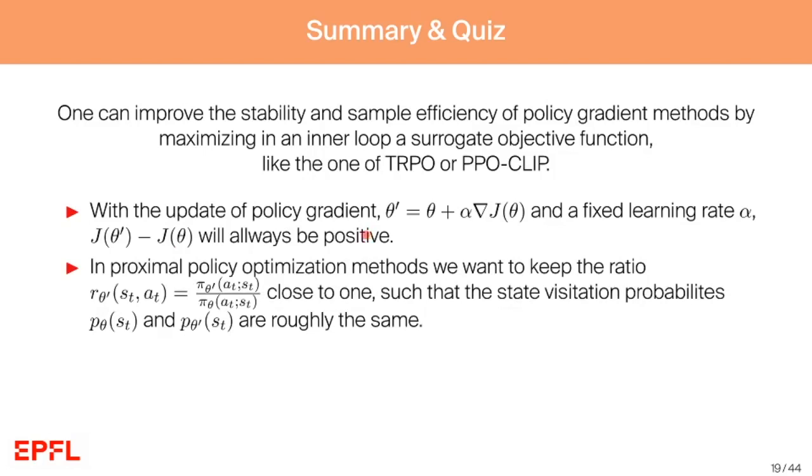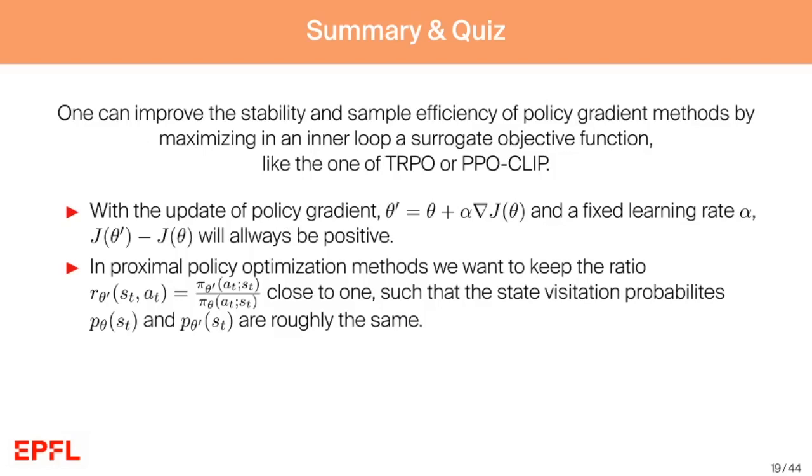In proximal policy optimization methods, we want to keep the ratio r, that is the probability of actions under the new policy divided by the probability of actions under the old policy, close to 1, such that the state visitation probabilities, the probability with which a state s_t can be reached by the old policy and the probability with which the state s_t can be reached with the new policy, are roughly the same. Is this correct or wrong?